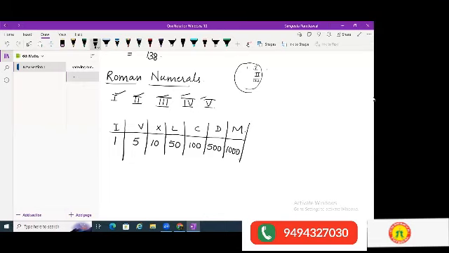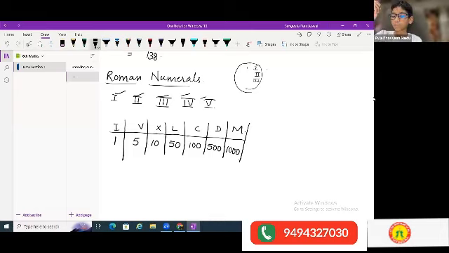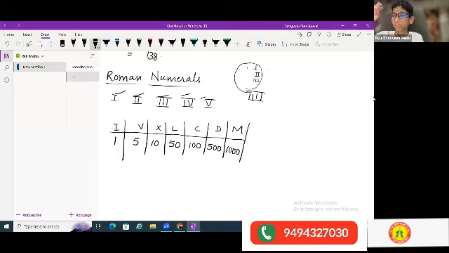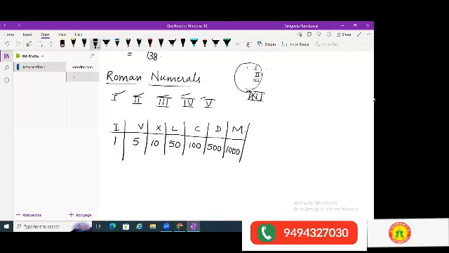So there are some rules also. Suppose we are writing numbers: we write 1 like this, I, 2 like this, II, 3 like this, III, three sticks. No symbol should be repeated more than 3 times. So now we have written 1, 2, and 3. We cannot write 4 like this.